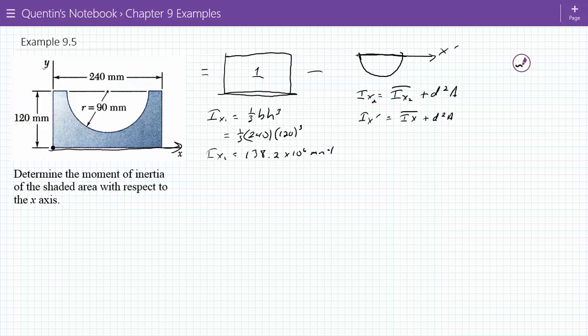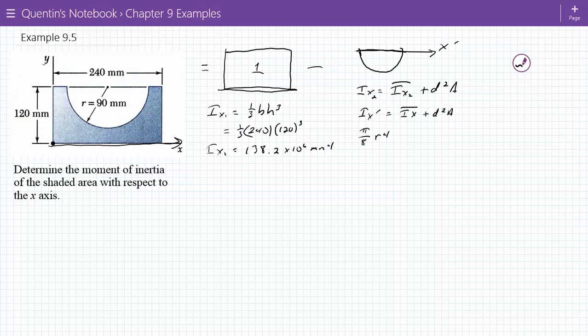So I know what that is, I just looked it up. That is given to us as pi over 8 r to the 4th, I believe. Yep, pi over 8 r to the 4th, but that is equal to Ix bar, which is what we're actually looking for. But we do know this is d squared a. The a is simply 1/2 pi r squared. And what is the distance? The distance is from this centroid to this line right here. We look it up in the book as well, and that is 4r over 3 pi.